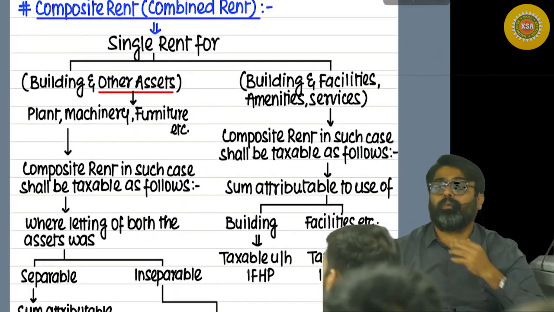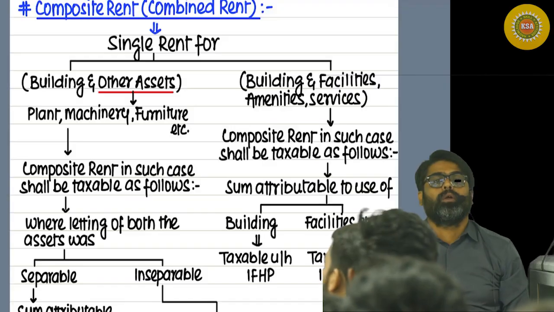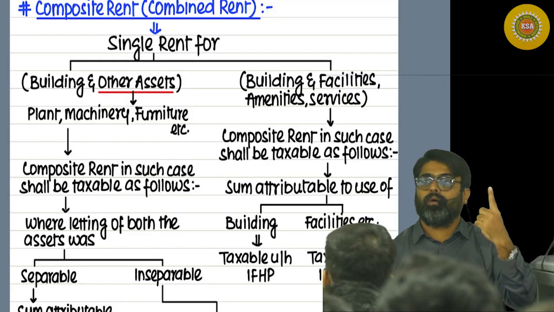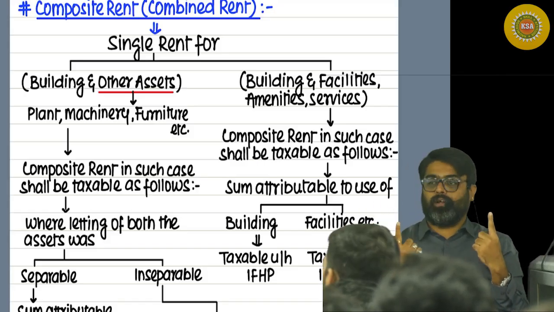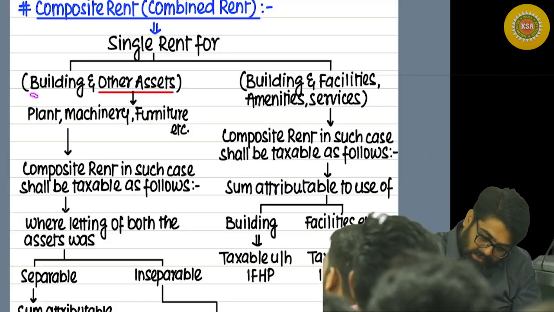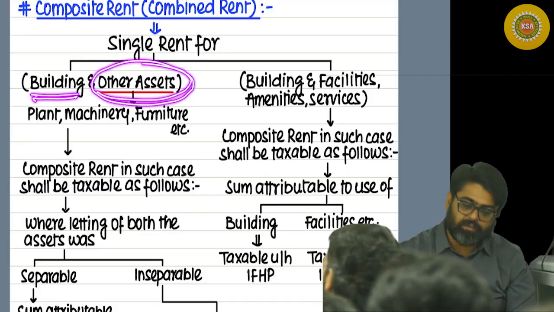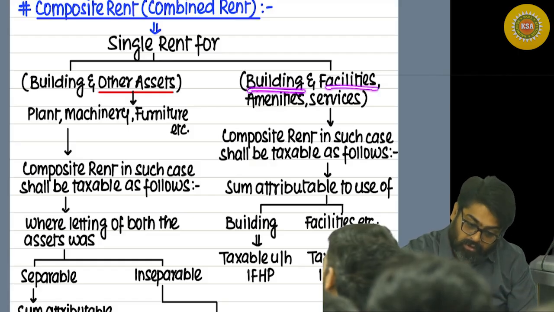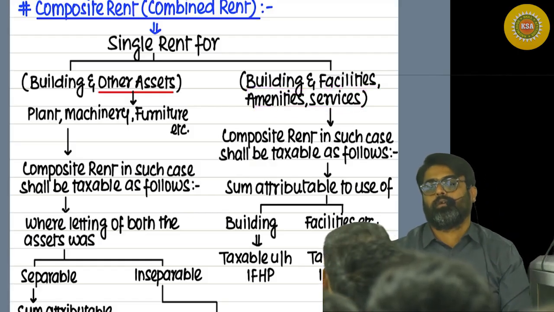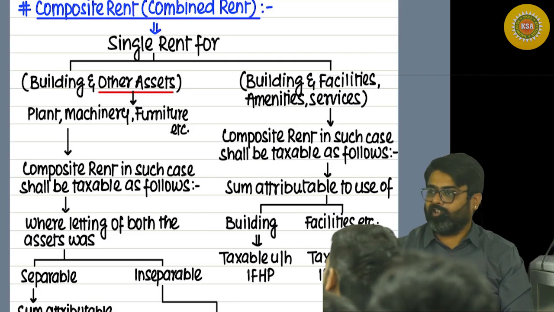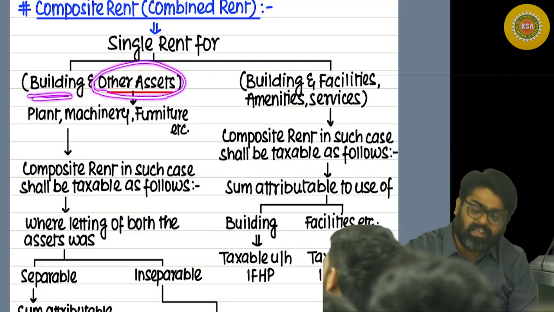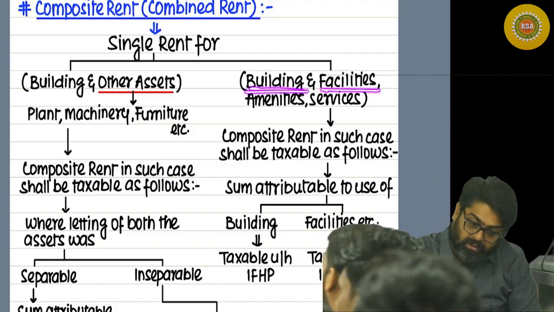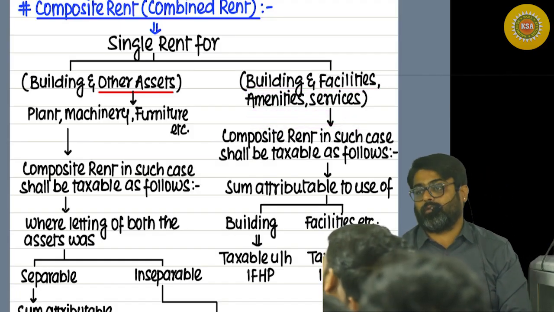What is combined rent? Combined rent or composite rent? When two assets are given on rent together. One is property, another is other asset. So when you give building and other assets on rent together, or you can give building along with facilities. It is not necessary that building plus other assets will be given on rent together. Sometimes the building is given on rent with facilities, amenities also.